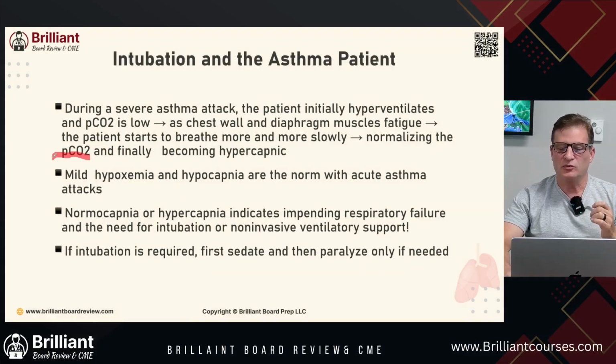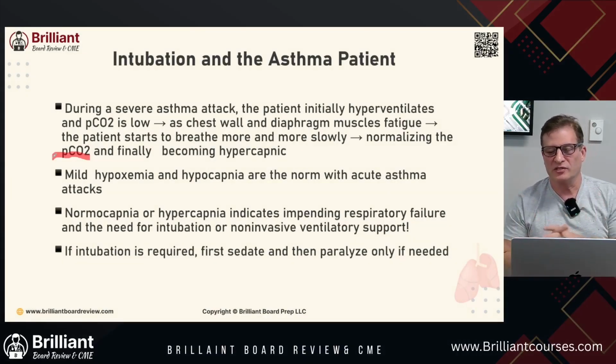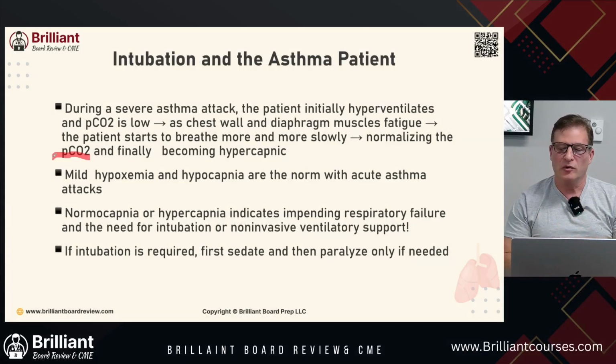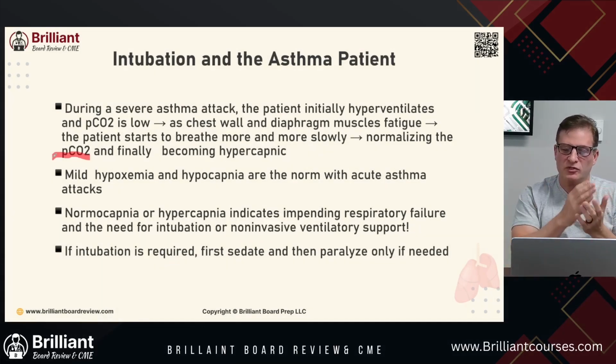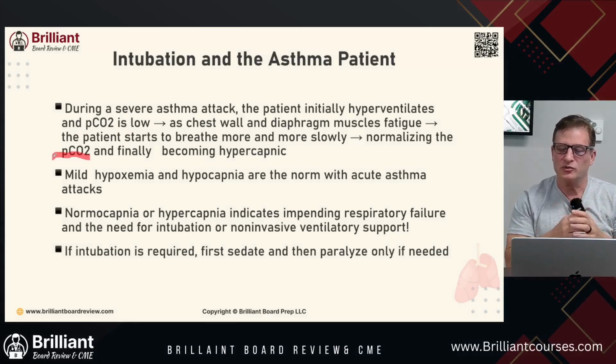If intubation is required, we need to first sedate and then maybe paralyze only if needed. We want to avoid the use of neuromuscular blocking agents to avoid prolonged blockade, because that means longer hospitalization and muscle weakness. We want to avoid morphine because it may cause a histamine release. Once intubated, we want to get our numbers up and we want to get our pH up, but we don't want to do it too quickly.